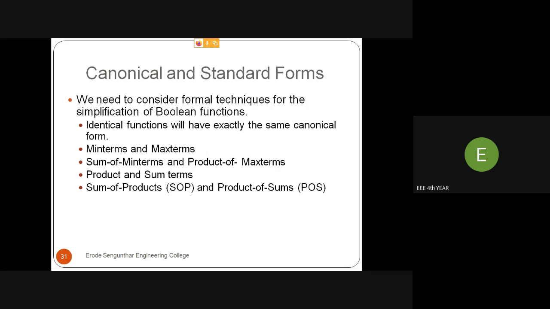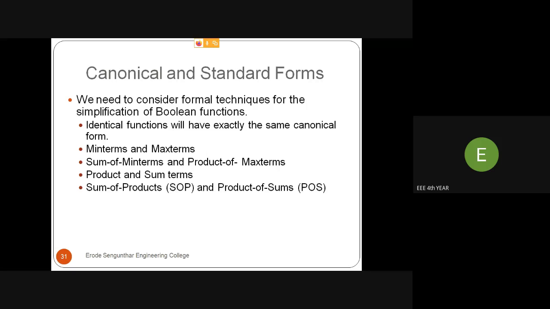Okay, next one is canonical and standard form. No two canonical standard forms are equal. Now we need to consider formal techniques for the simplification of Boolean functions. Identical functions will have exactly the same canonical form.